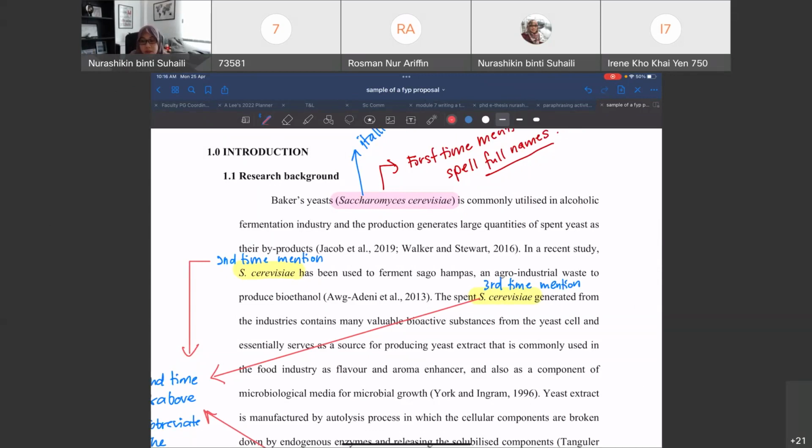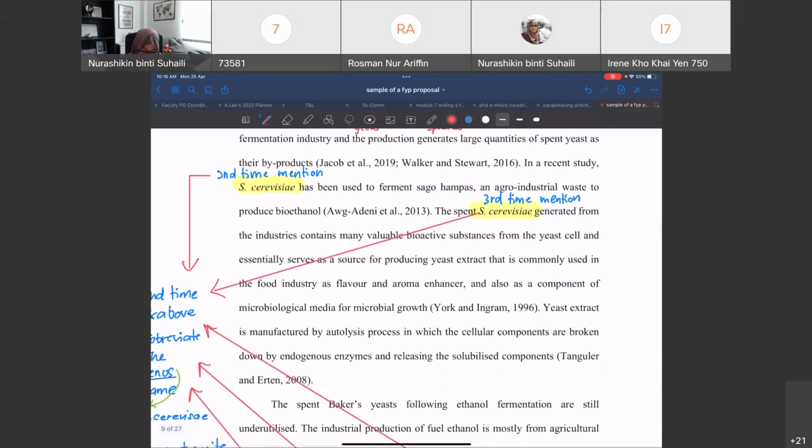So don't write Saccharomyces cerevisiae again, I mean the genus. You should abbreviate the genus name. This one is genus, and this one is species. So you already know the order of the organism, and so the genus should be abbreviated. This is one of the mistakes that students did.